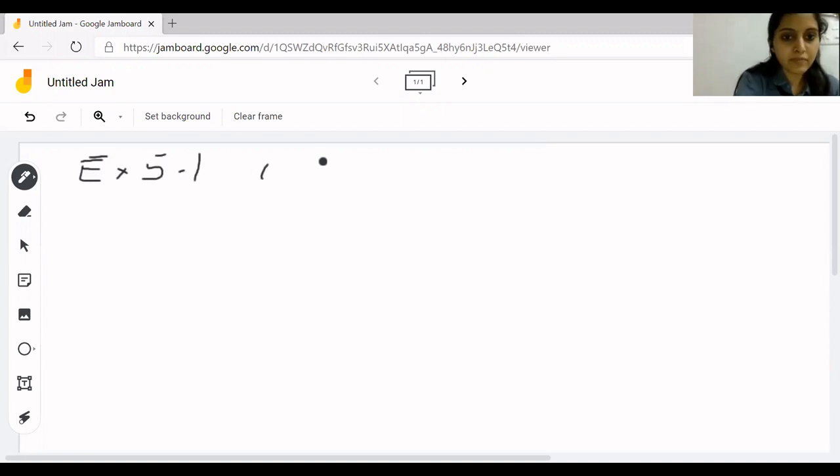Question 3. Question 3 says OABCDE is a regular hexagon. The points A and B have position vectors A bar and B bar referring to the origin O. Find in terms of A bar and B bar the position vectors of C, D and E. Basically OC, OD and OE. So let us first draw a regular hexagon.